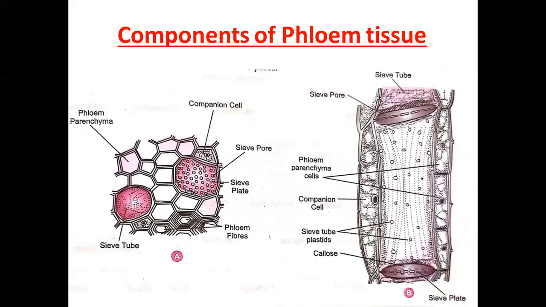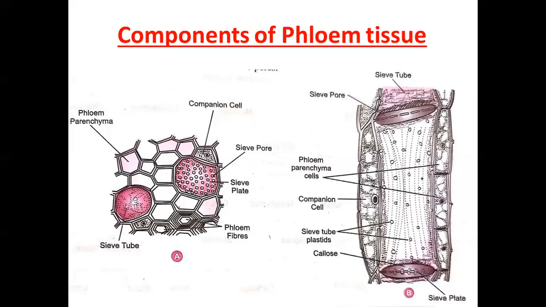It possesses all the important cellular contents such as nucleus, mitochondria, endoplasmic reticulum, etc. The common wall between sieve tube and companion cell shows presence of fine pits which are traversed by plasmodesmata. Now, next is phloem parenchyma.